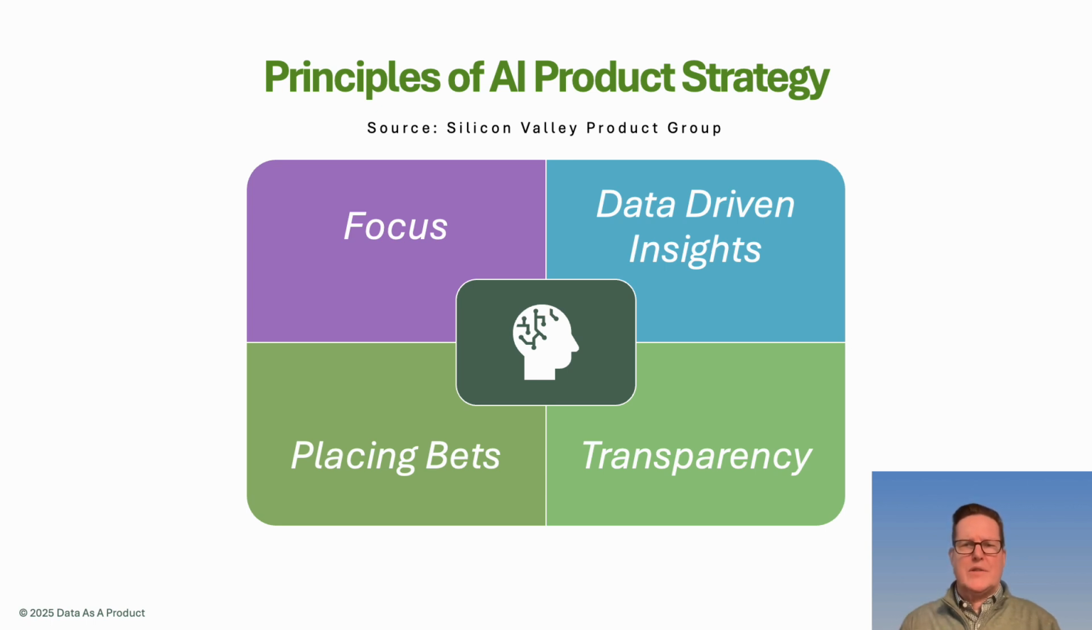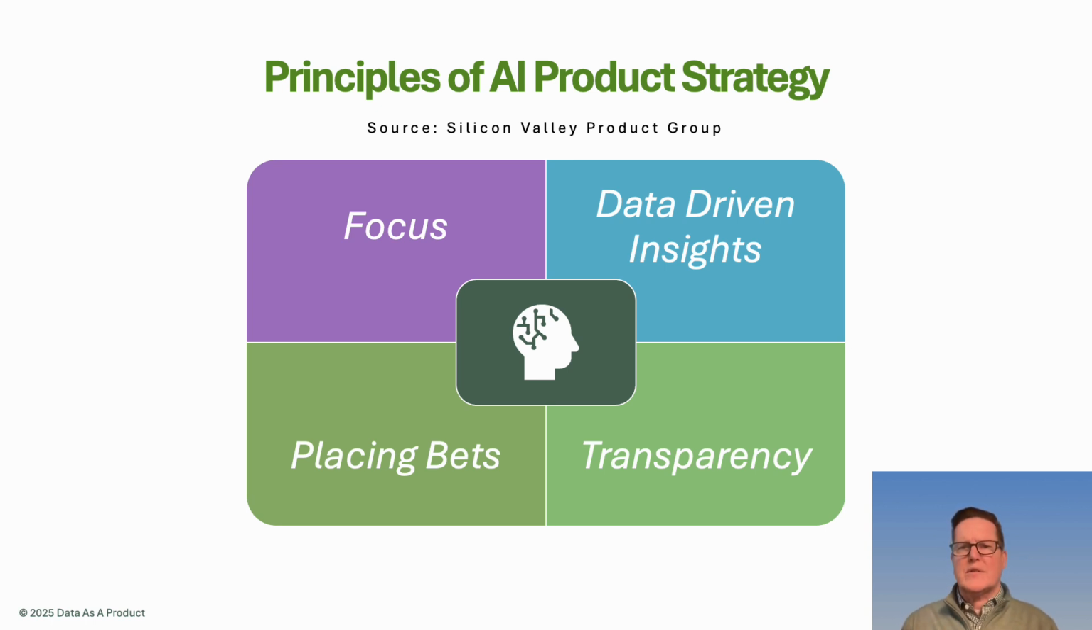And finally, placing bets. When you're dealing with innovation, you have to take calculated risks. And there's a limited amount of resources that leaders need to allocate to specific AI methodologies or solutions. For instance, a product team might decide to explore generative AI for creating personalized marketing content, but they need to balance just the novelty of doing it with the potential gains of increased sales. Now, by applying these principles, you ensure that your AI product strategy is not only aligned with your business goals, but it's adaptable to the evolving landscape of AI technologies and user expectations.